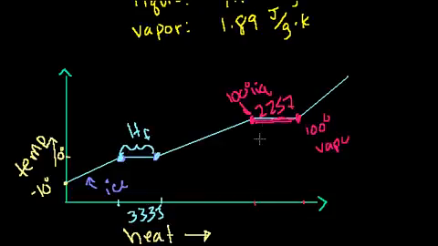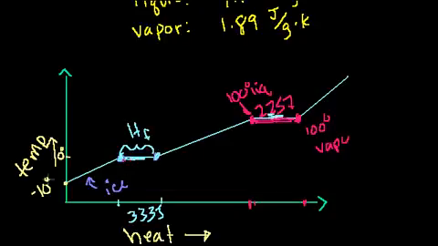2,257. That's this distance along this axis right now. So if you had 1 gram of 100 degree liquid water and you wanted to turn it into 1 gram of 100 degree vapor, and we're assuming that nothing silly is happening to the pressure, that we're under constant pressure, you would have to put 2,257 joules into the system. If you had 100 degree vapor and you wanted to condense it, you would have to take that much energy out of the system.